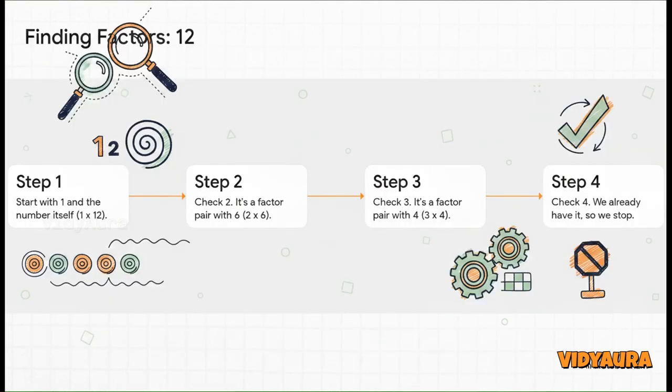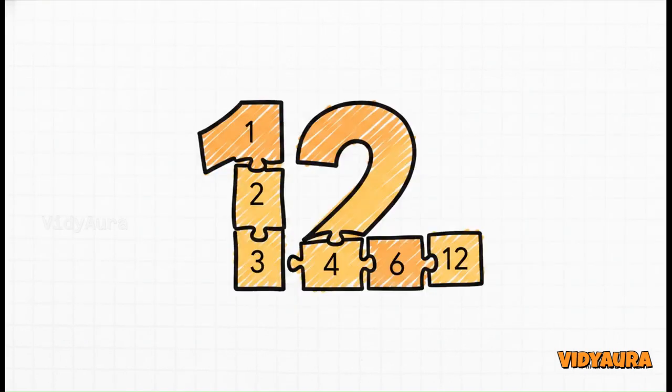Okay, so how do we find all of them without missing any? We just use a system. Let's take the number 12. We always start with the easy pair, 1 and 12. Then we check the next number up, 2. Does it work? Yep, 2 times 6. How about 3? For sure, 3 times 4. Now, because 3 and 4 are right next to each other, we know we're done. Same thing for 18. We get 1 and 18, 2 and 9, and 3 and 6. See? Simple as that. So now we have our two complete lists of factors.